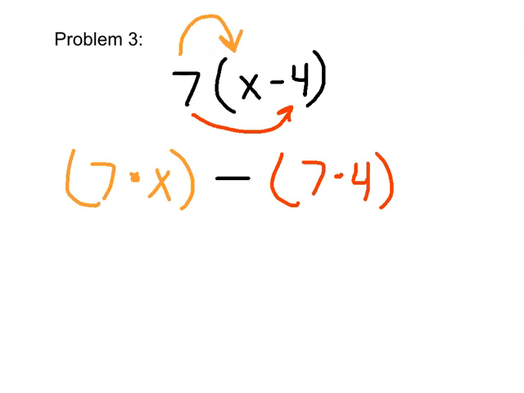Alright, now I simplify. 7 times x is 7x. The minus comes down, and 7 times 4 is 28. There's nothing else for me to simplify, and so I'm done. The answer is 7x minus 28.